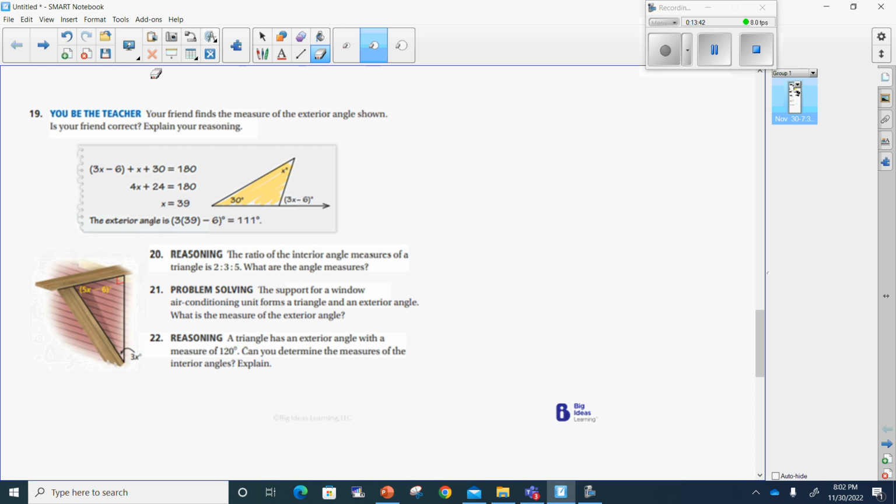Let's see. If I was going to explain it, I would have to do it the right way. And I would say that 30, which we have here, plus x, which you have here, has to be equal to 3x minus 6.